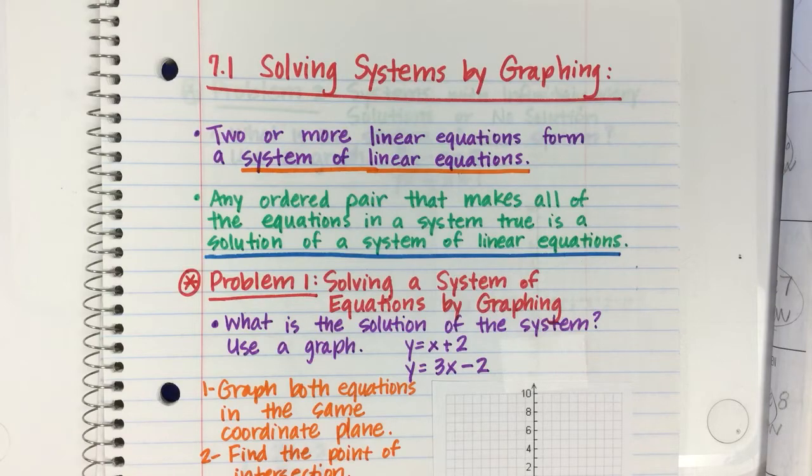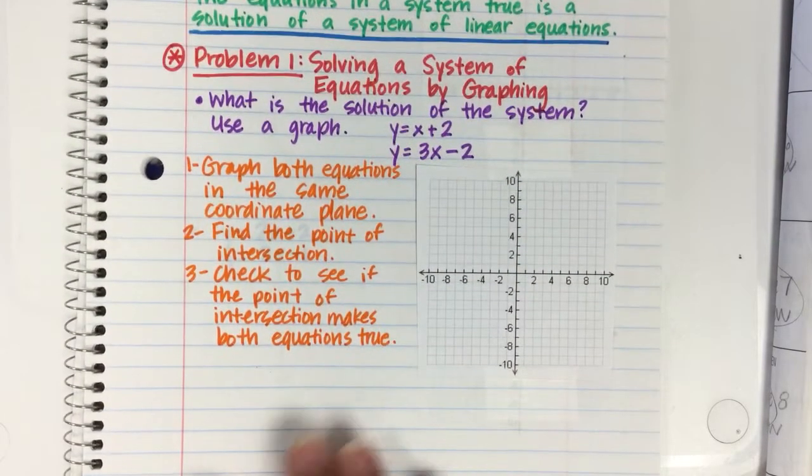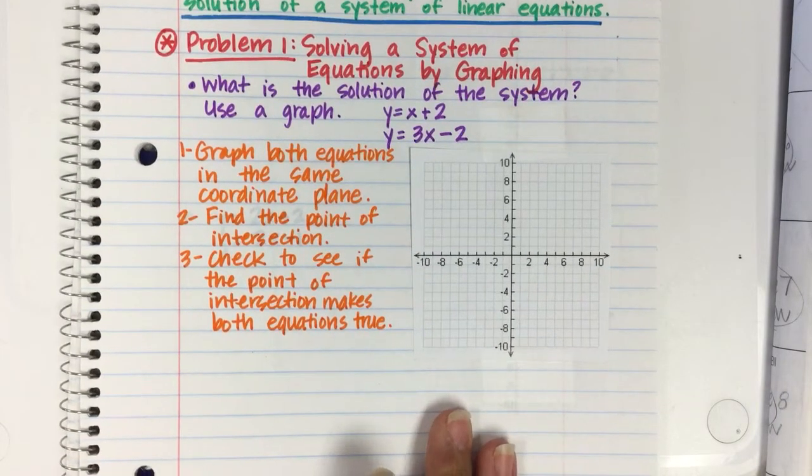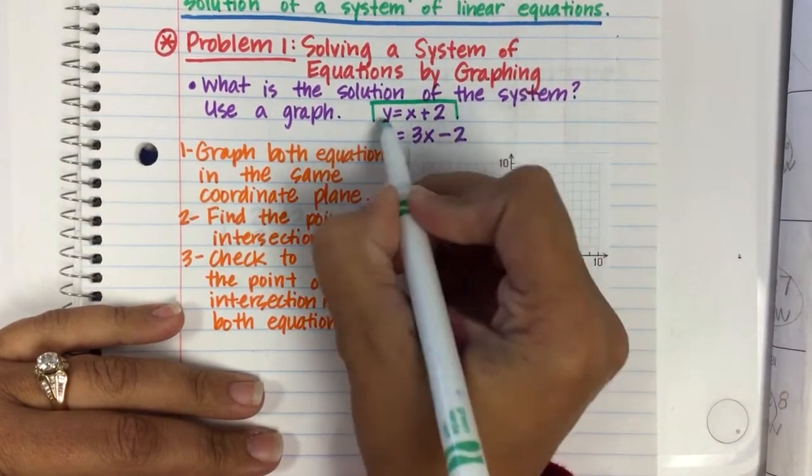All right, problem 1, solving a system by graphing. What is the solution of the system? Use a graph. All right, so we have the system y is equal to x plus 2 and y is equal to 3x minus 2. So step 1, we're going to graph both equations in the coordinate plane. So I'm going to graph this equation first.